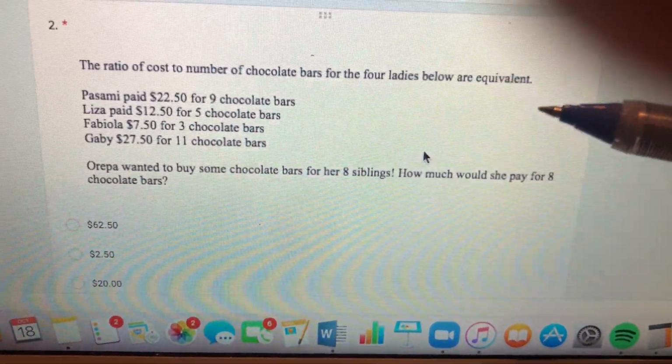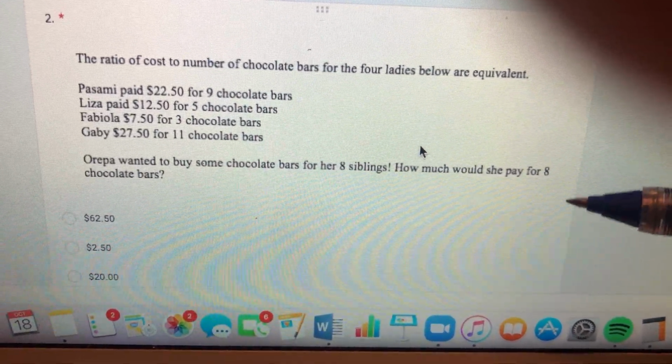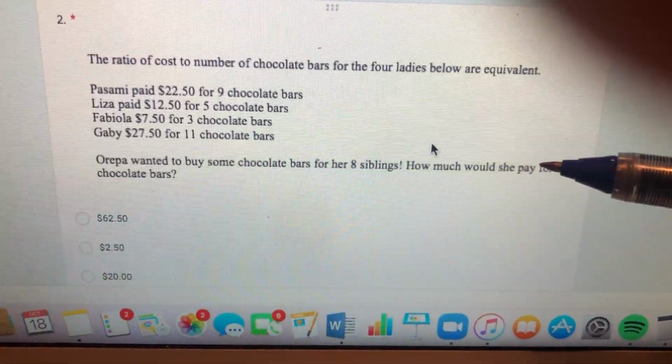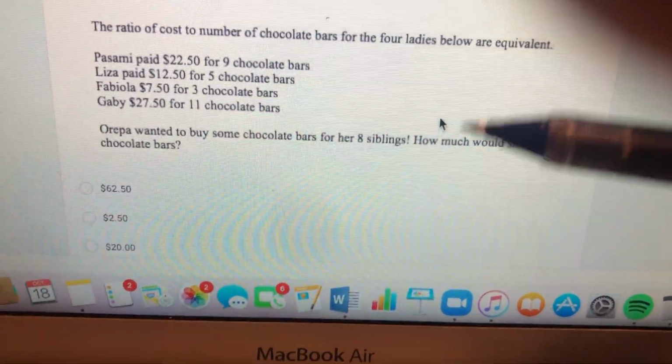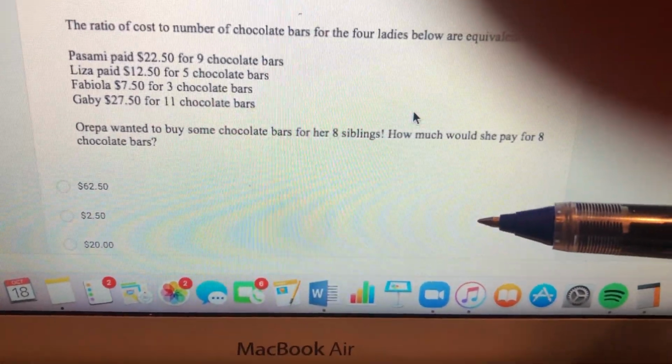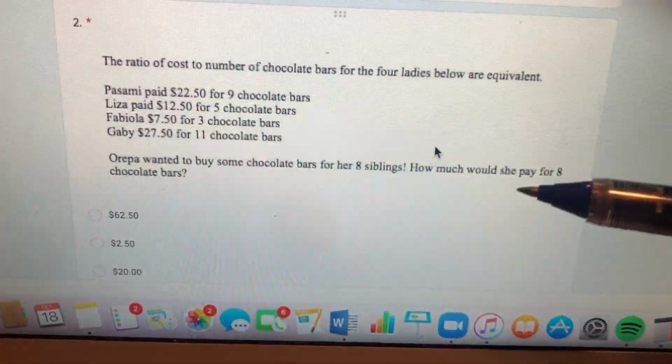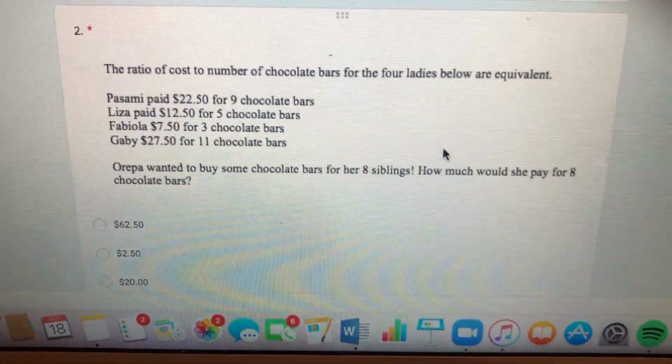She has 8 siblings, guys. How much would she pay for 8 chocolate bars? That's what the question is. The question is not asking you for the unit rate. It's not asking you for the constant of proportionality. It wants to know how much would she pay for 8 chocolate bars.